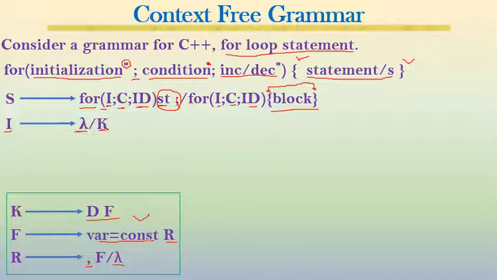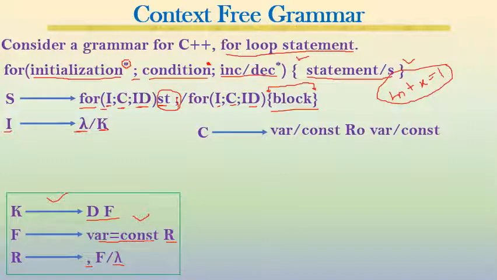Because initialization, what we write, actually we write integer x is equal to 1, for example, and we can have only x is equal to 1. So for integer x is equal to 1 or integer i is equal to 1, if you check this statement with this grammar, you will be able to understand that it has been recognized by this part of grammar. And for the conditional statement, it is actually variable or constant and relational operator followed by variable or constant.